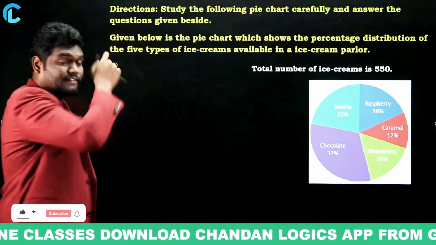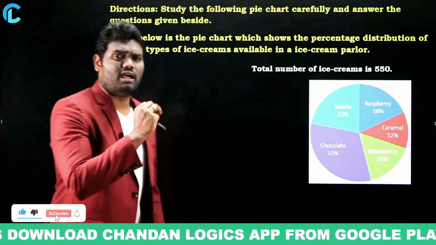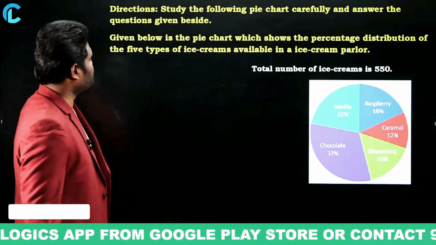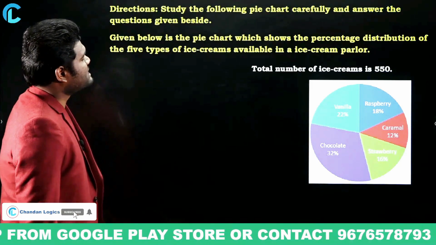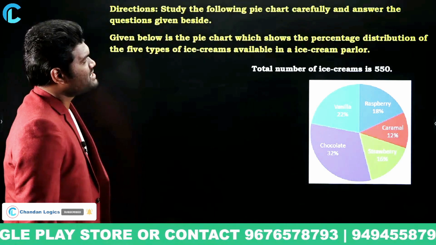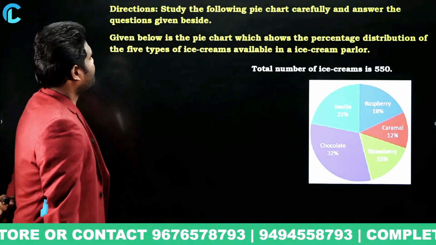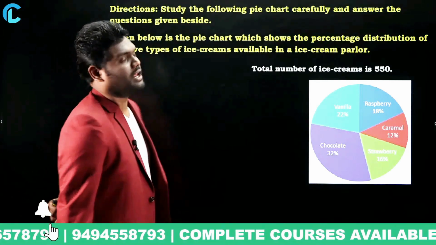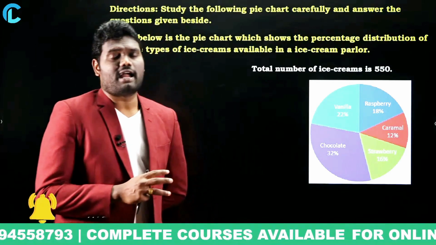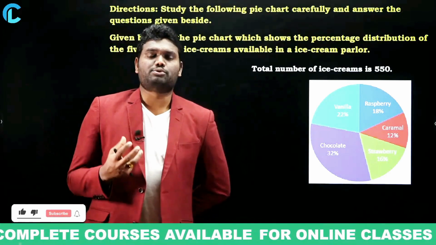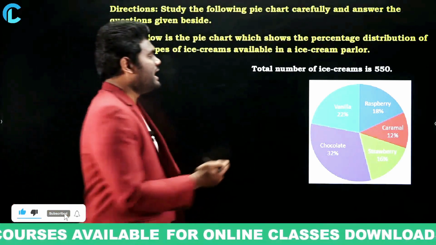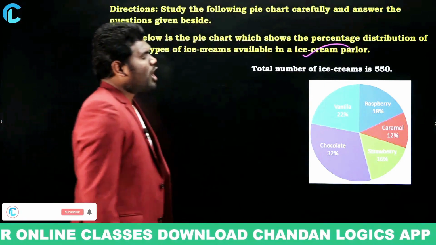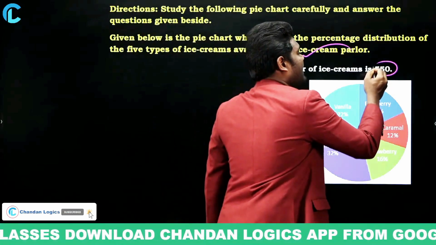That's it. This is our first question. This is an easy level question only. You can solve these questions very easily. Just read the question. Given below is a pie chart which shows the percentage distribution of 5 types of ice creams available in an ice cream parlor. So this graph is regarding 5 different types of ice creams available in an ice cream parlor. Here if you observe, total number of ice creams, how many?